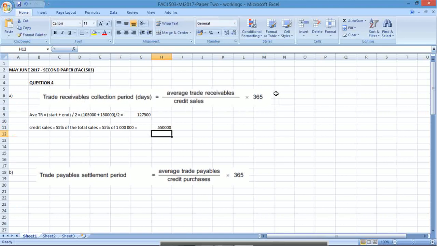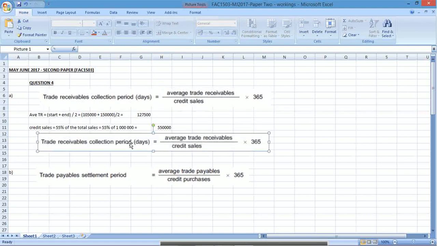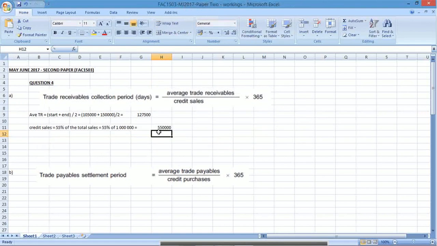Now I can work it out. If I substitute in, I'm going to have 127,500 over 550,000 times 365, which gives me 84.61 days. They said round off to 2 decimals, so 84.61 days is the final answer.